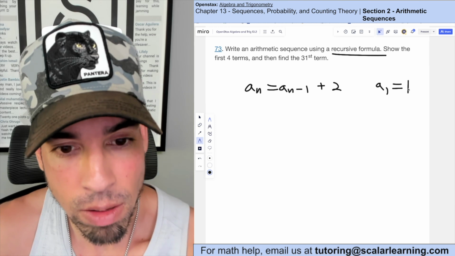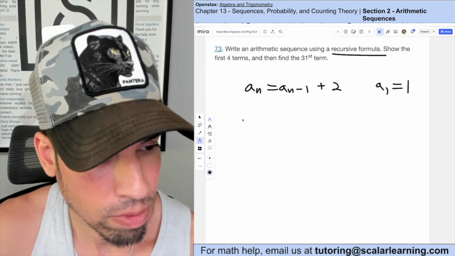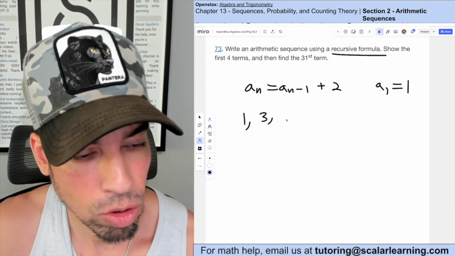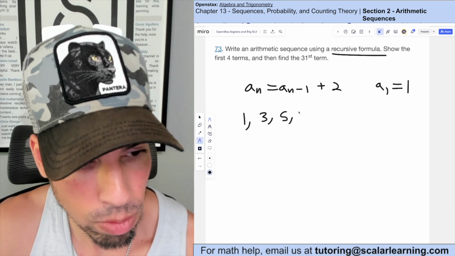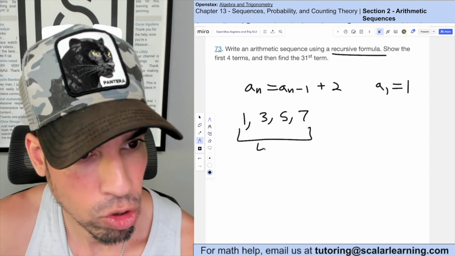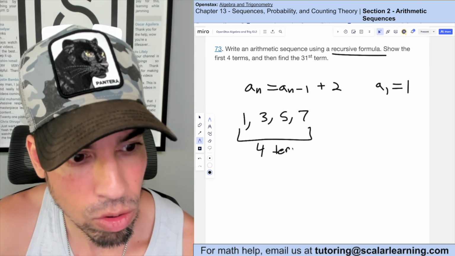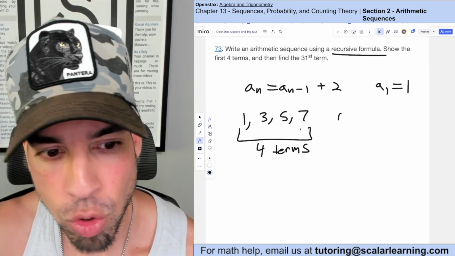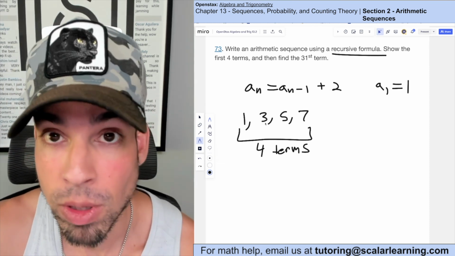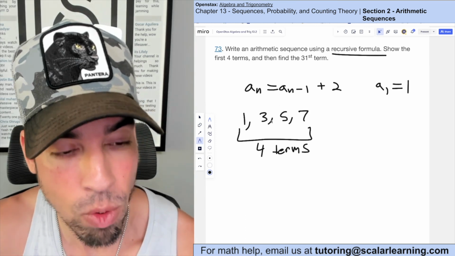Now, if a sub 1 is 1, that means the first term is 1, the second term is going to go up by 2, it's going to be 3. The third term is going to be 5, and the fourth term is going to be 7. So we got 1, 3, 5, and 7 for the first 4 terms. Now we need to find the 31st term. So a quick shortcut for this is we see that for the second term, we're adding 2. For the third term, we're adding 4.